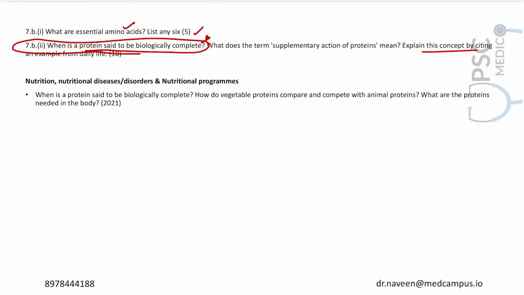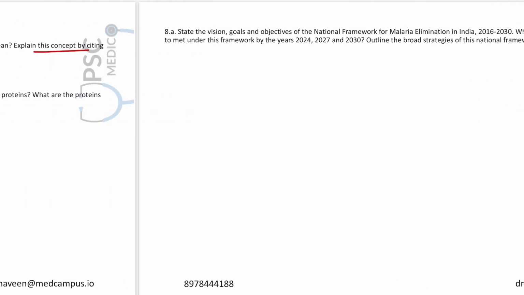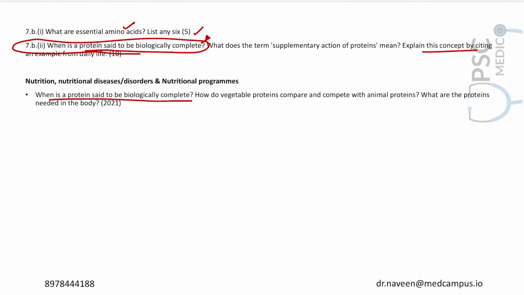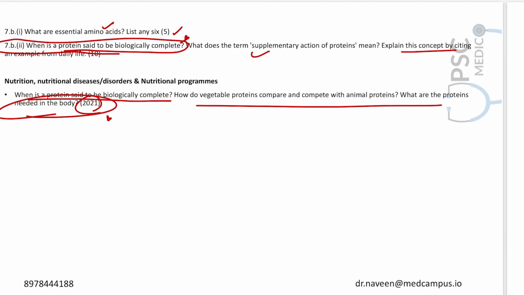What is the supplementary action of proteins, and explain this concept. I'll explain this with the help of a model answer real soon. Okay, it's direct copy-paste lines from PARC 26th edition. See this: when is protein said to be biologically complete, and how do you compare all these things? Why proteins are needed in the body, that itself is a supplementary action of the proteins.